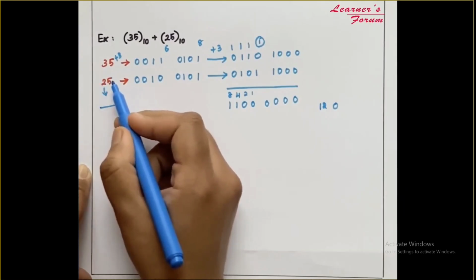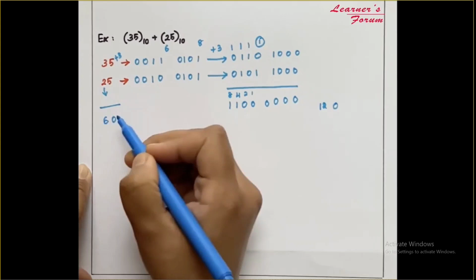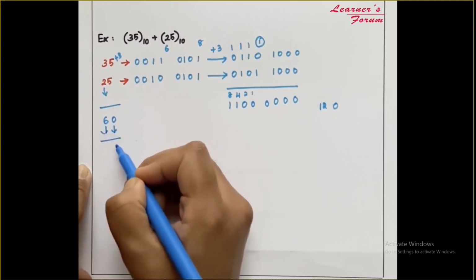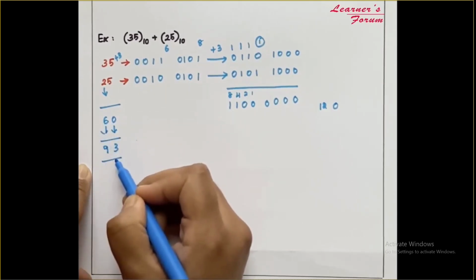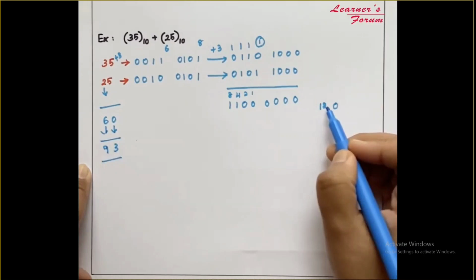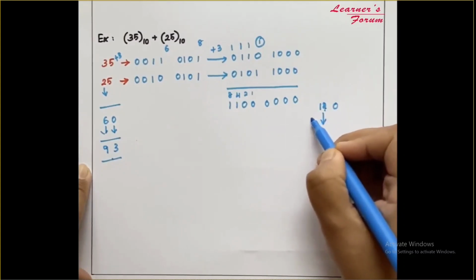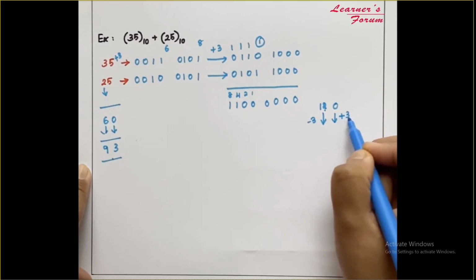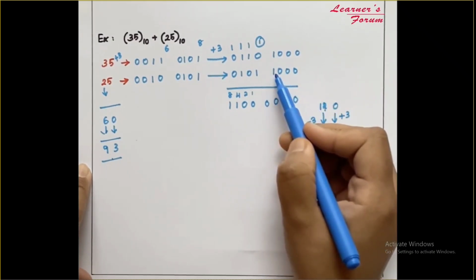35 plus 25: 5 plus 5 is 10, so 0, carry 1. 3 plus 2 plus 1 is 6. So 60 will be the answer. If we take excess-3, here it will be 0 and for 6 it will be 9. So we should have got the value of 93, but we have got it as 12 and 0. So we have to make this value 9, which means we have to remove the minus 3 and add 3 over here. Only then we will get it as 93.